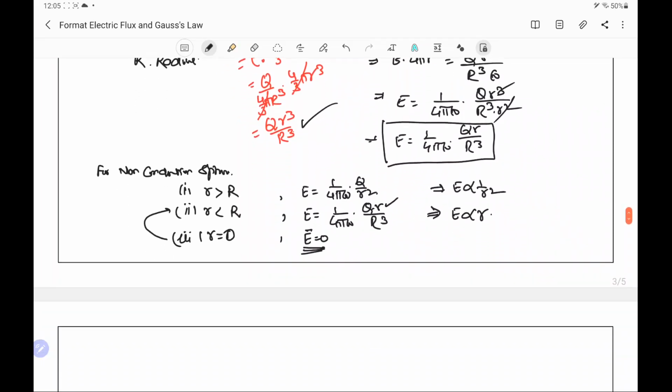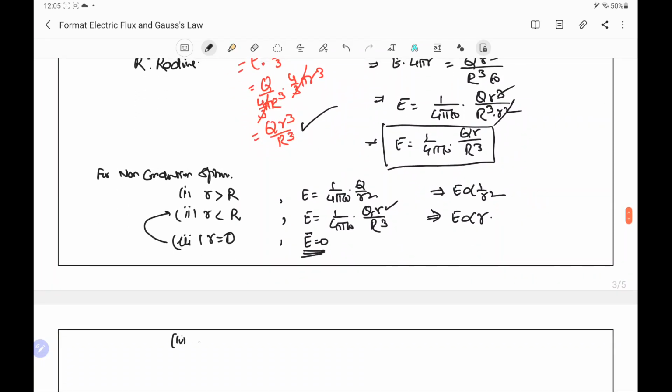Similarly, we can find the electric field at the surface. At the surface, we can use any of the formulas, 1 or 2. They will give 1 by 4 pi epsilon 0 Q by, and we will replace r by capital R, we will get R square. And the field will be radially outwards.